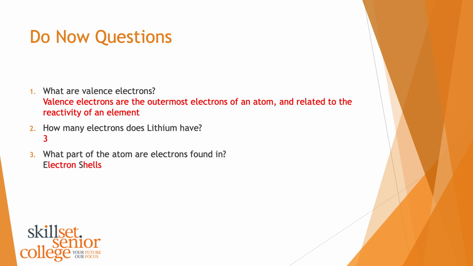How many electrons does lithium have? Well, lithium is third in the periodic table, therefore it has 3 protons, 3 neutrons, and 3 electrons. And what part of the atom are electrons found in? They are electron shells. And we've looked at the inner shell, which can hold 2, and the second inner shell is 8. So that is really important. We're going to be looking at these in more detail today and actually looking at some chemical reactions.